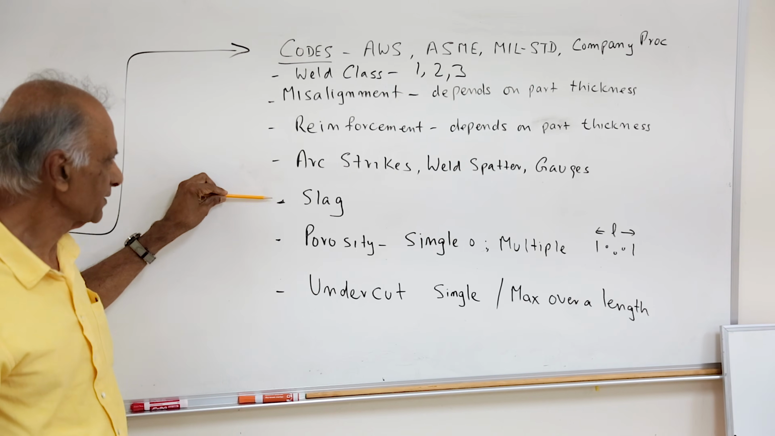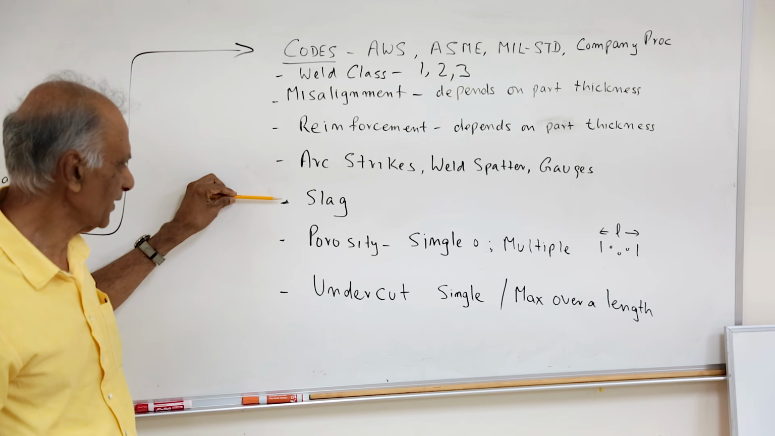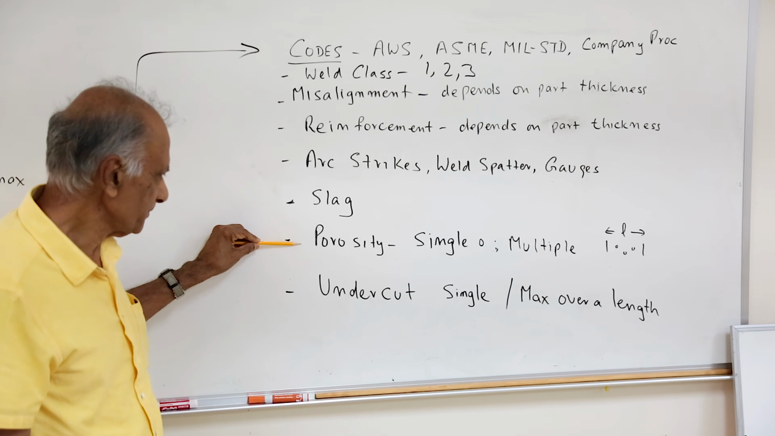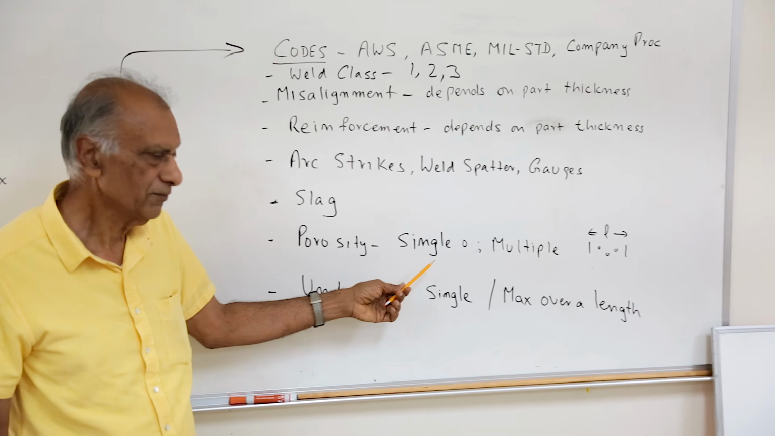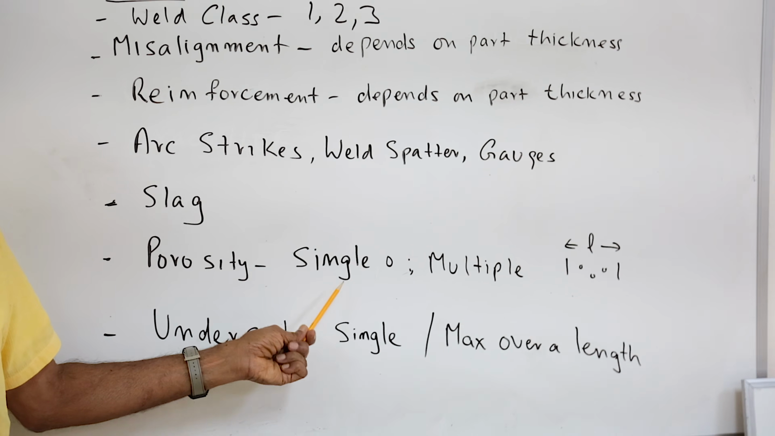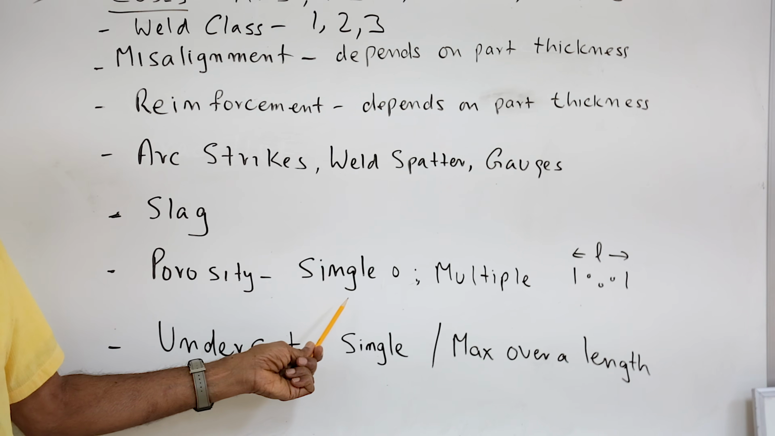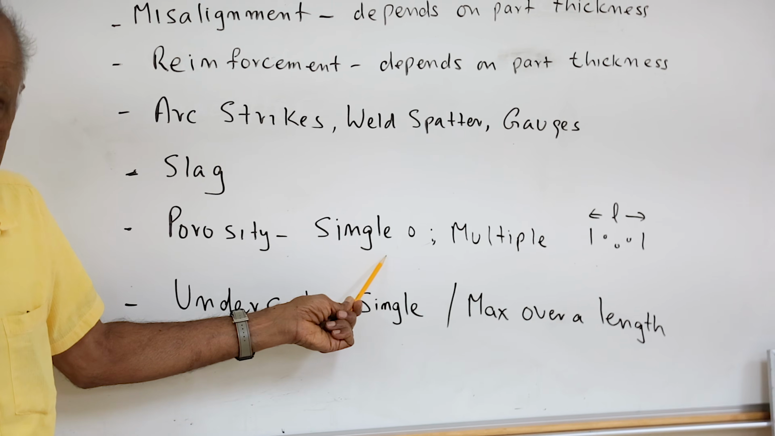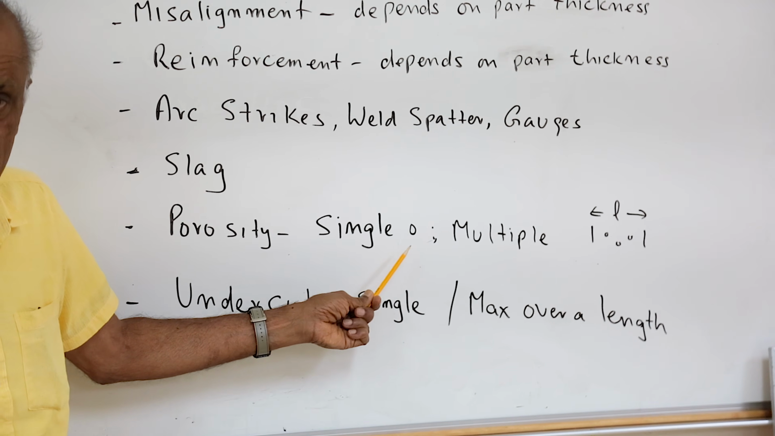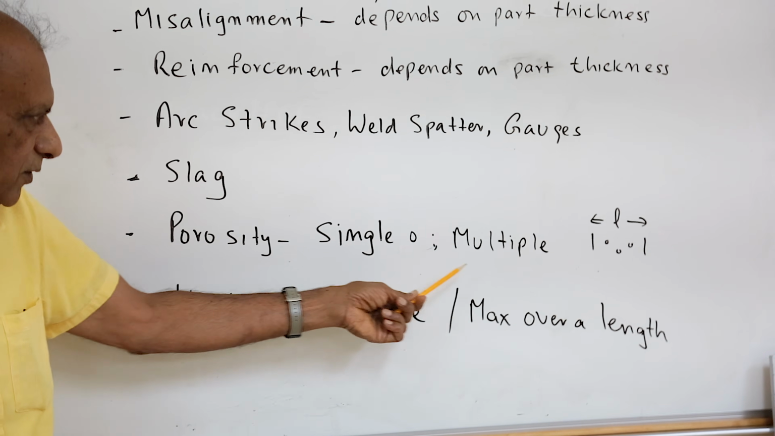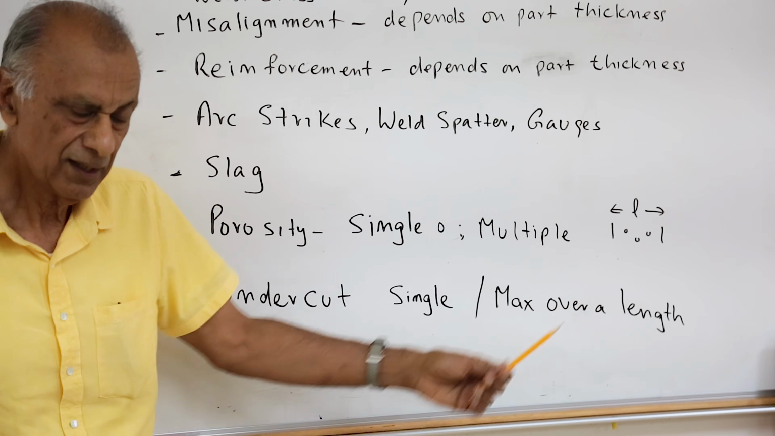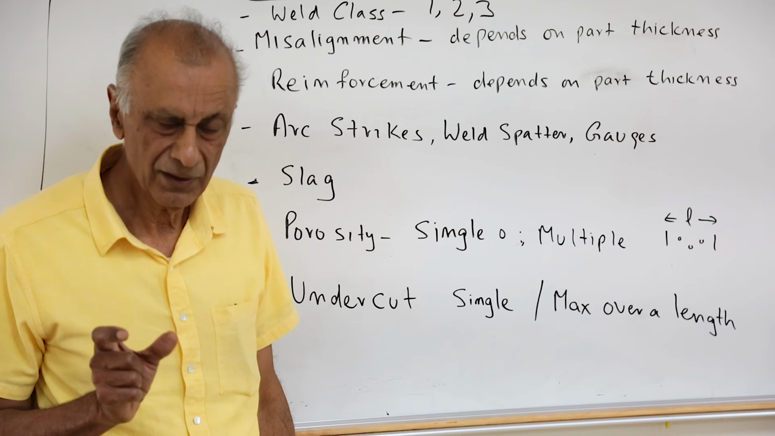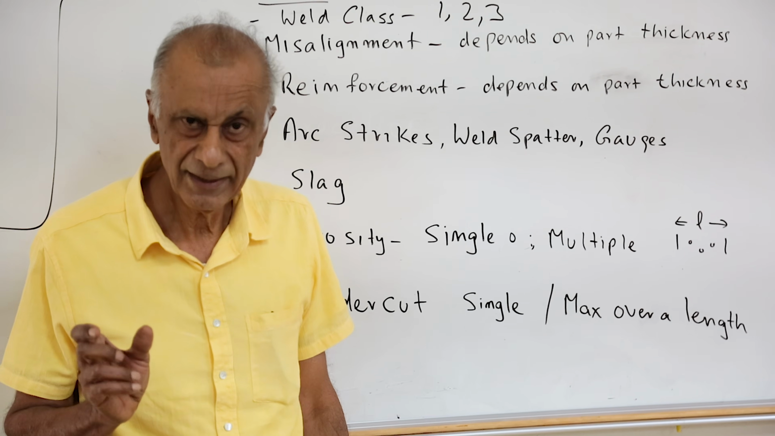And then slag, it will tell you how much is allowed or not allowed, or is it totally not accepted. For porosity, generally you will have acceptance for single porosity. It will provide you with the size depending on the part thickness. For single porosity, maximum size of single porosity allowed. And for multiple porosity, they will provide you with the length and the number and the total porosity allowed in that length.